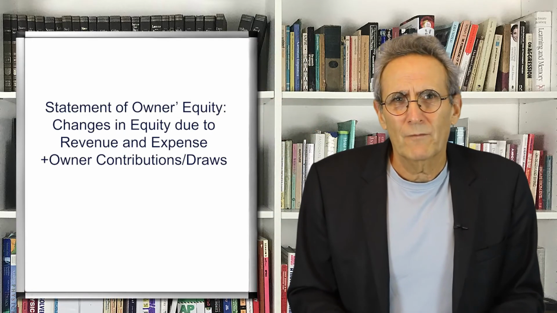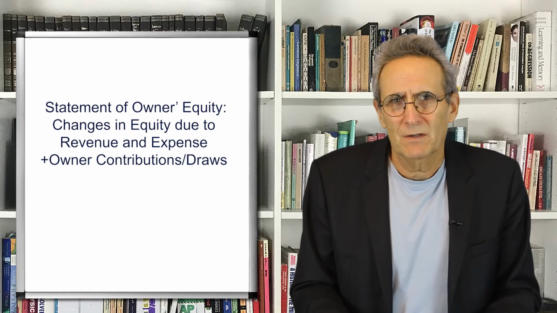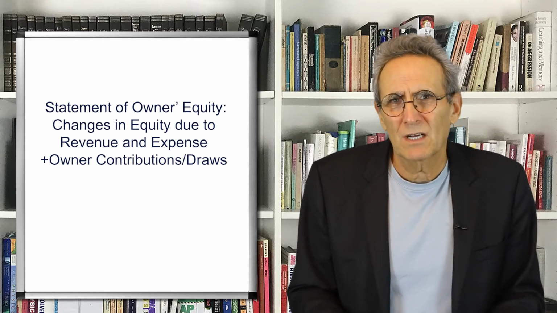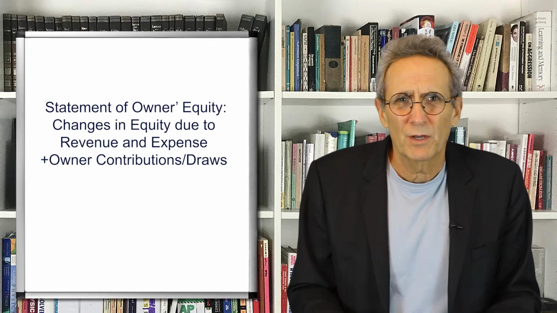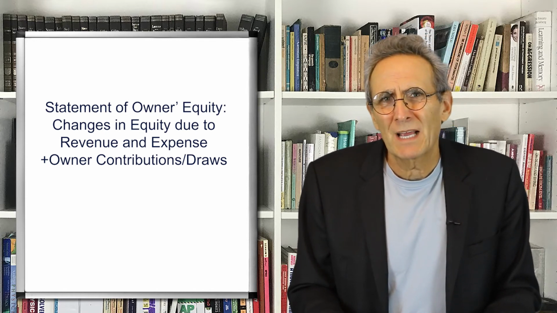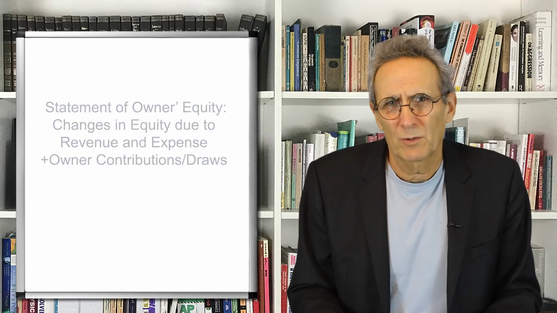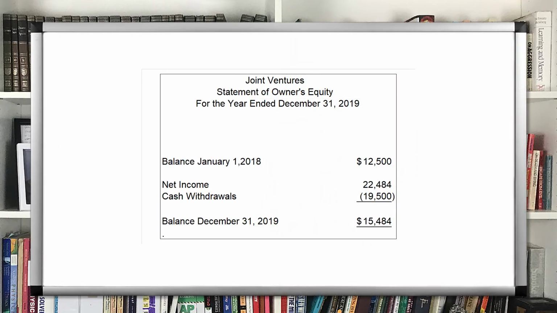The last required statement is the statement of owner's equity. The income statement represents changes in an owner's equity derived from selling and buying activities of the business. But changes in owner's equity may also reflect cash contributions from and distributions to the owners. The statement of owner's equity reflects a summary of all components of the changes in owner's equity during the year. Here's the statement of owner's equity for Joint Ventures.